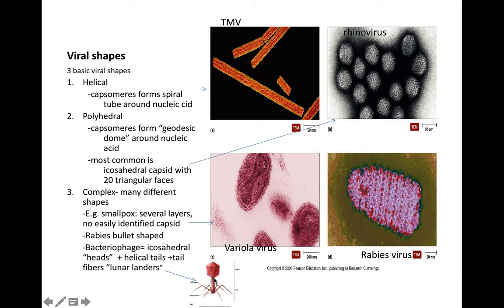It's going to use an internal cylinder to punch through the cell wall and cell membrane of the bacterium so the phage can inject its DNA into the bacterium. And then that poor little bacterium is going to become a virus-making machine.